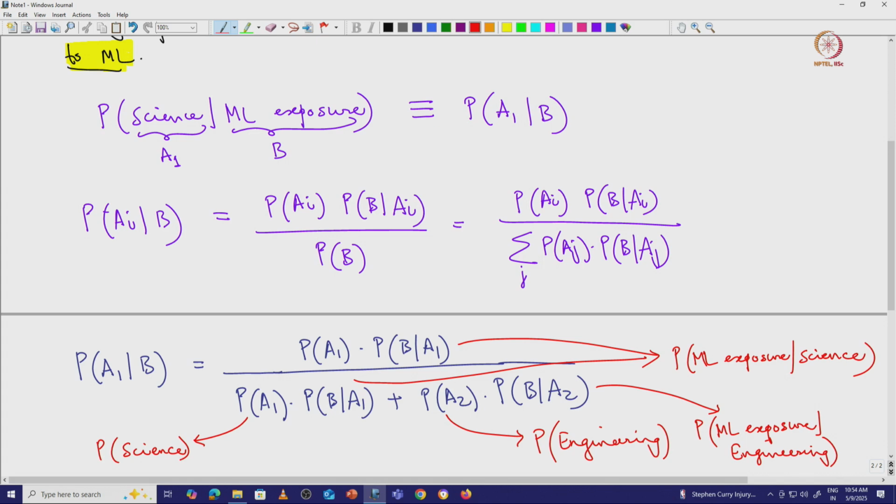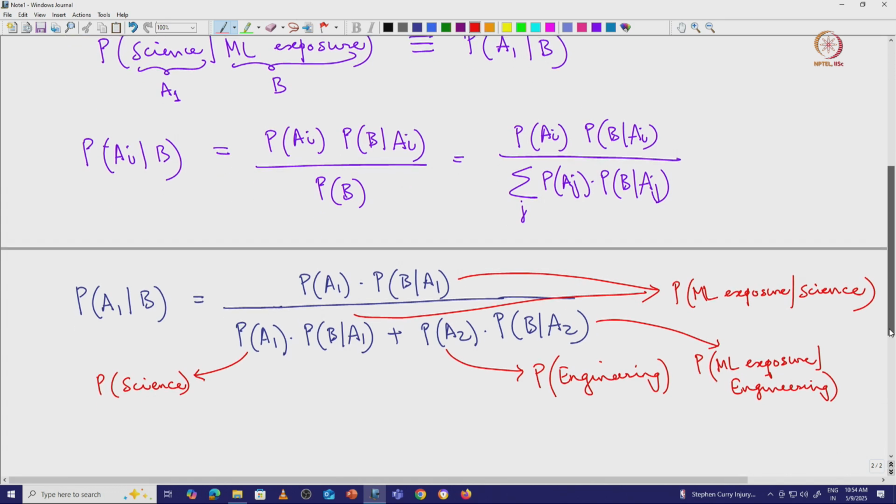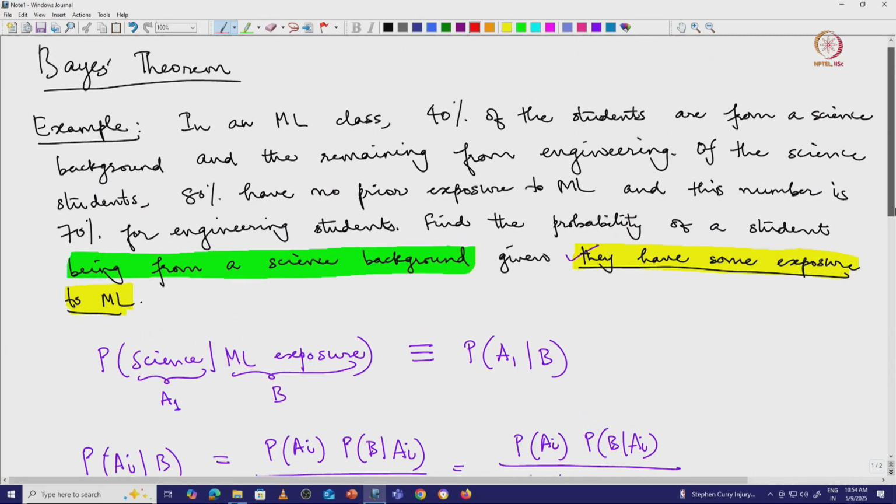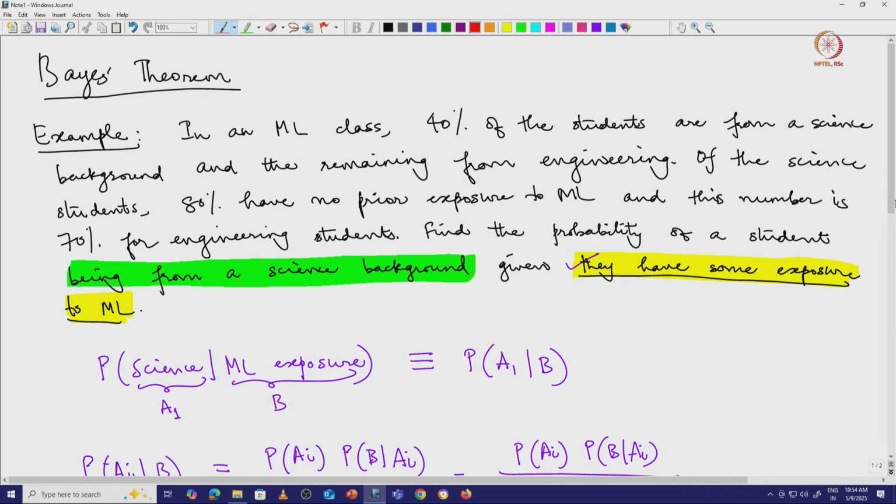Okay. So, now that we have identified these terms, we can go back to the problem statement and look at these probabilities. So, 40% of the students are from science, so 60% must be from engineering, and 80% of science students have no prior exposure to ML. So, that would mean that only 20% of science students have prior exposure to ML, and similarly 30% of the engineering students will have prior exposure to ML.